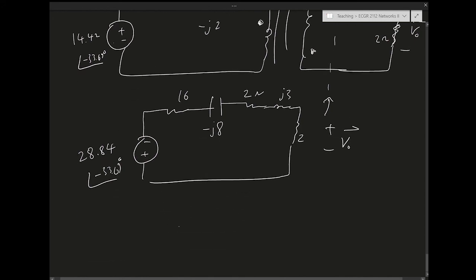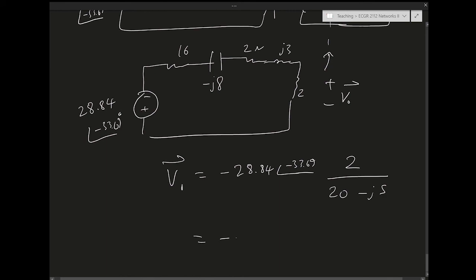Now VO is easy to find. VO is just going to be a voltage divider. So it's going to be minus 28.84 minus 33.69, and then voltage divider is going to be 2 over the total impedance, which is 16, plus 2 plus 2, which is 4, which is 20, and then minus J8 plus 3 is going to be minus J5. So this is going to be minus 2.79 when we do the math, minus 19.65 degrees.